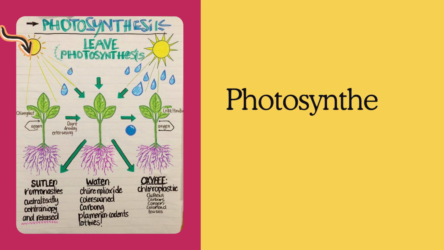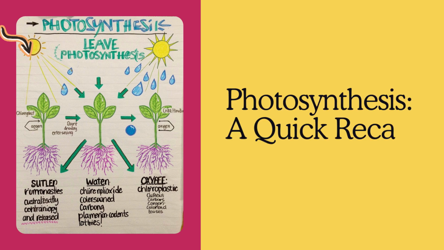Photosynthesis: a quick recap. Photosynthesis is the process by which green plants make their own food using sunlight. This process mainly takes place in the leaves, inside tiny structures called chloroplasts that contain the green pigment chlorophyll.